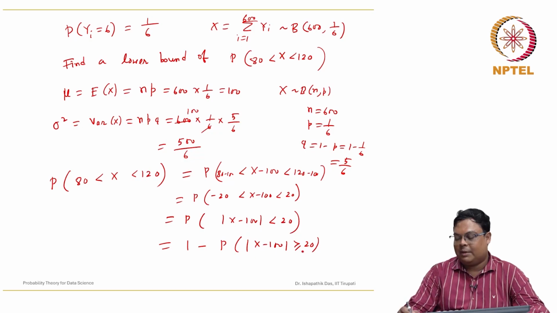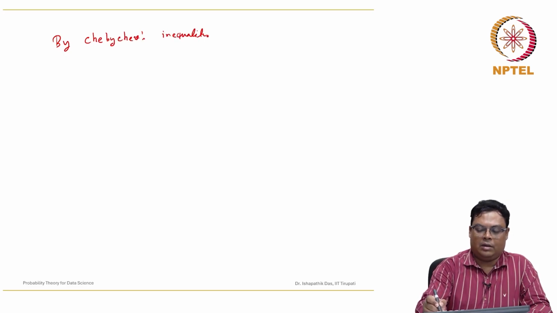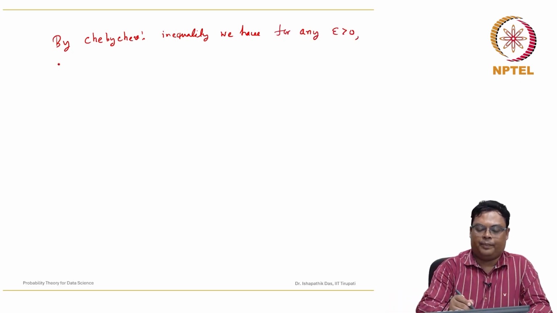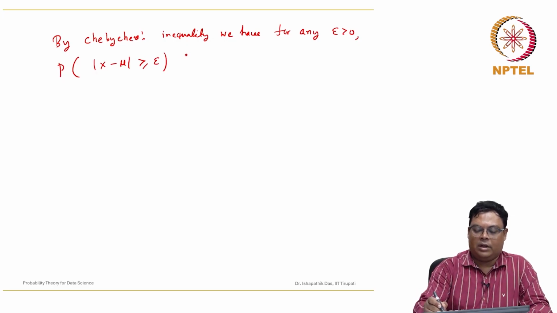For this case we use Chebyshev inequality. By Chebyshev inequality, we have, for any epsilon greater than 0, the probability that the absolute value of x minus mu is greater than or equal to epsilon is less than or equal to sigma square by epsilon square.